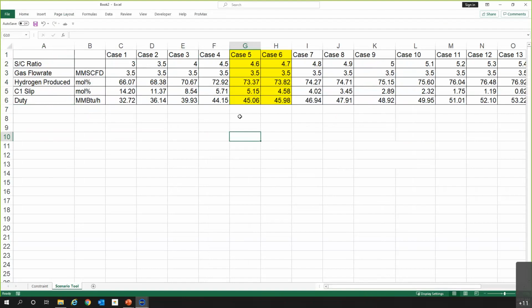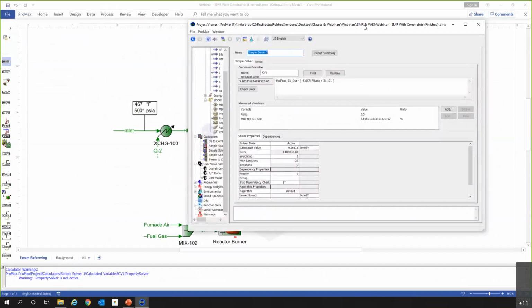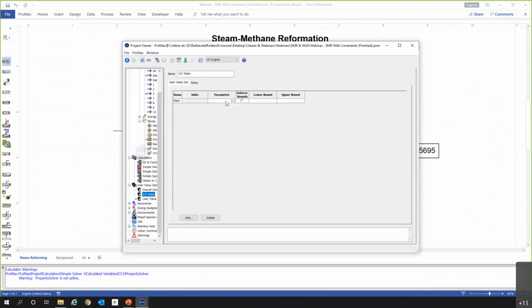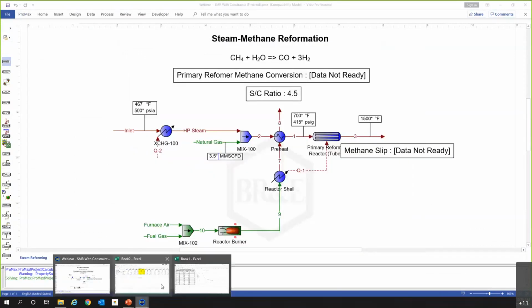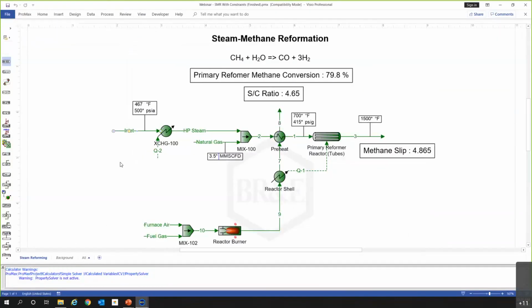So now that we have that, we can go back to ProMax. We're currently at a 5.5, which is too high. Let's go to our ratio and let's make this 4.5. Is that what it was? So no, 4.5 will give us 5. So let's say 4.65. So with the steam to carbon ratio of 4.65, we have 80% conversion with a slip of 4.865.